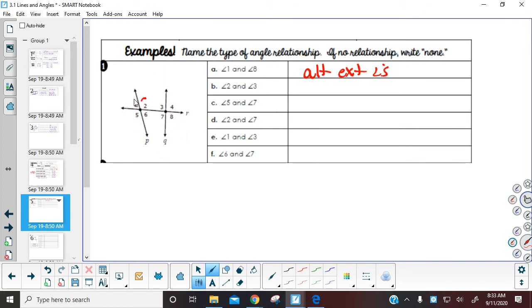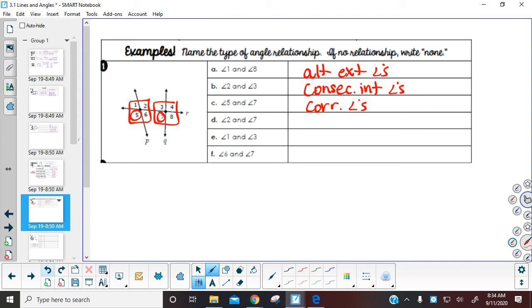If we look at 2 and 3, again, if you think about that box, they are inside. And so when we think about inside, we have either alternate or same side, consecutive. They are on the same side of the transversal, so they are consecutive interior angles. If we look at 5 and 7, and we think about that box around there, you notice 5 is on the outside of that box, 7 is on the inside. So instead, now if we think about those intersections, we have to ask ourselves, are those in the same location? They're both in the bottom left-hand corner, so they are considered corresponding angles.